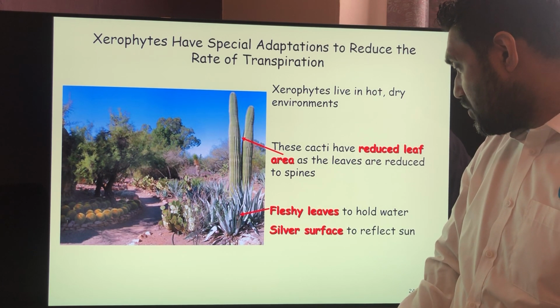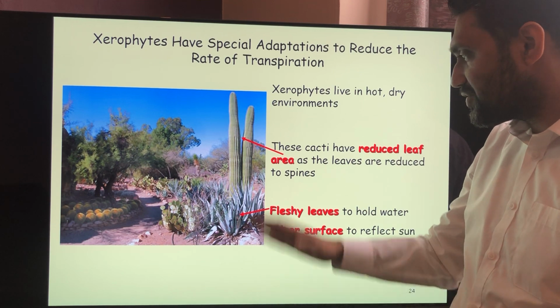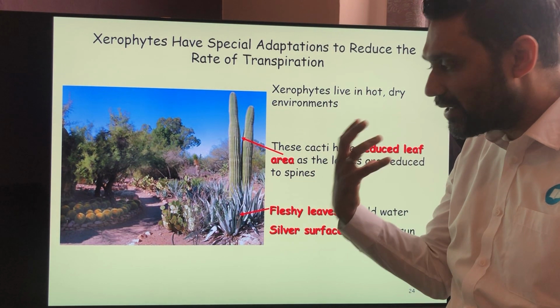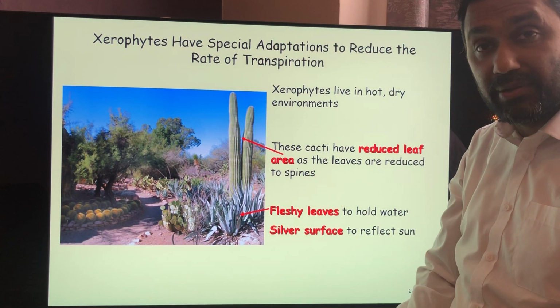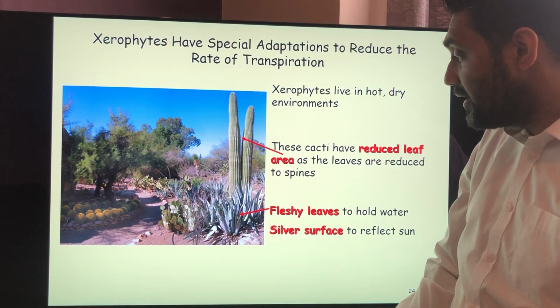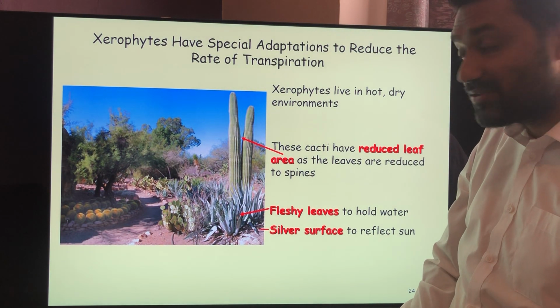Also, some of these have silver surfaces to reflect some of that sunlight away, and by doing that it's reducing the heating effect, so it's not warming them up too much, so they're not going to evaporate more water, and also the heat can damage the enzymes if it gets too hot.